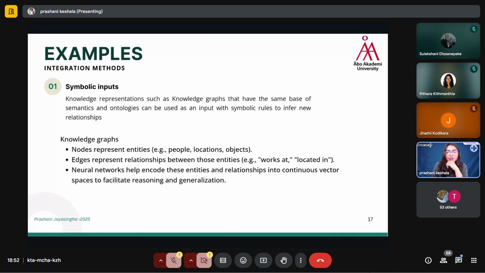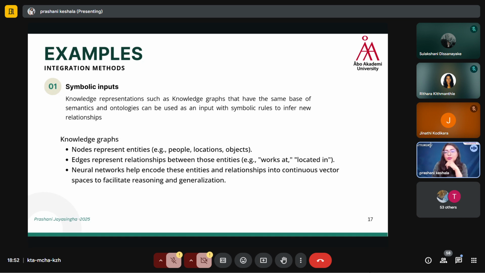Okay. So, examples of how neurosymbolic systems work, or how symbolic AI can be inserted into neural networks, or how we are going to integrate these two together. One of these ways is you use symbolic inputs. So, knowledge representations such as knowledge graphs that have the same base of semantics and ontologies can be used as an input with symbolic rules to infer relationships.